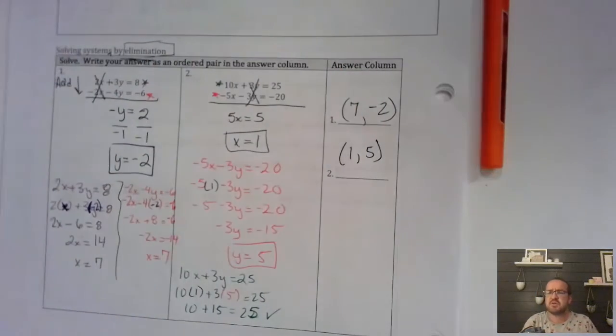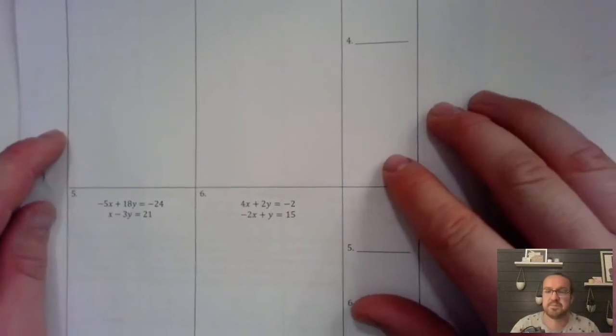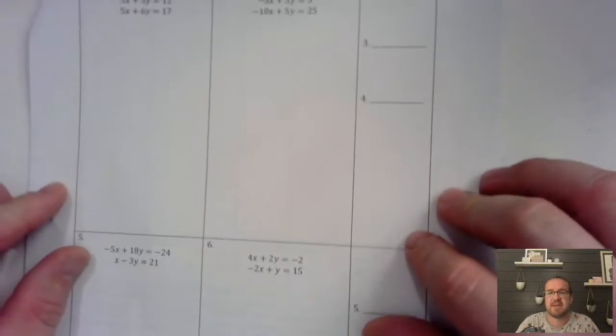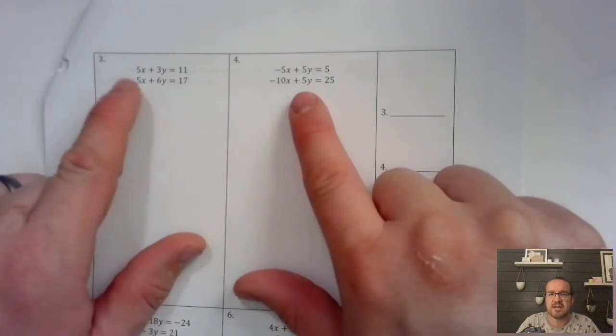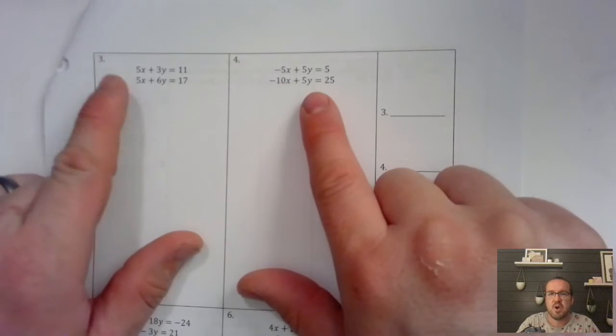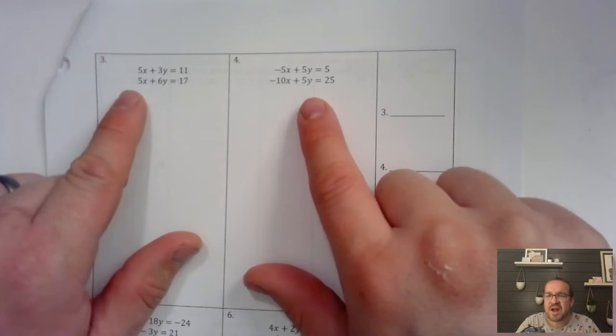Alright, those are pretty straightforward. It's really nice when they have some of those opposite coefficients in front of the same letter. Alright? The same thing kind of happens here. I'm not going to really spend a lot of time, but if I just have the same number, like 5x and 5x right here, or 5y and 5y right here, then I know that they're not opposites, right?